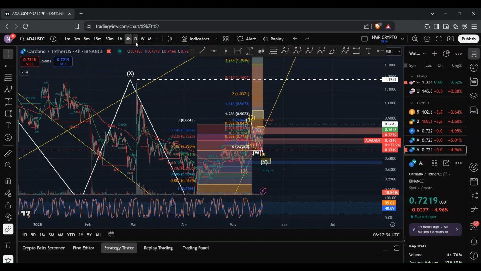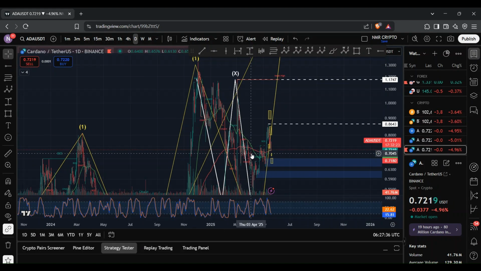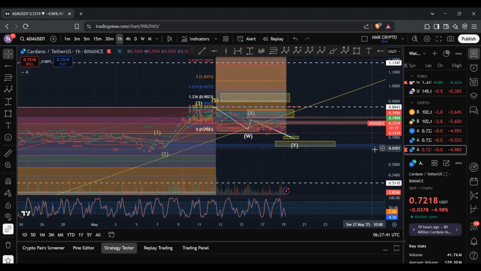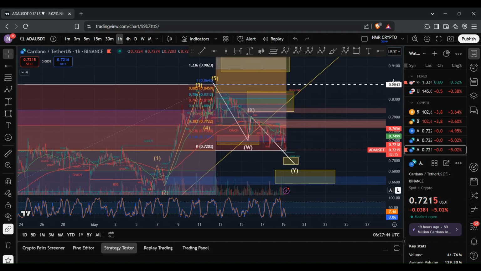And on a daily chart, we are oversold. And so we could potentially see that reversal to the upside. But the flip side to that could be that we are within the final stages of this corrective move and we tap into one of these two targets. And so that's just my quick update on Cardano ADA.